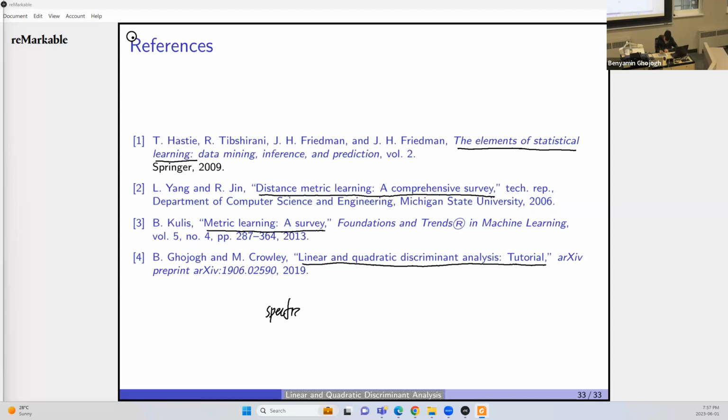Spectral, probabilistic, and deep. These are the three categories of metric learning. Just search for this and it will come up. Search with the keyword Ghojogh or Benyamin Ghojogh, my name, and it will come up. I think that's also a good tutorial to take a look at for metric learning.